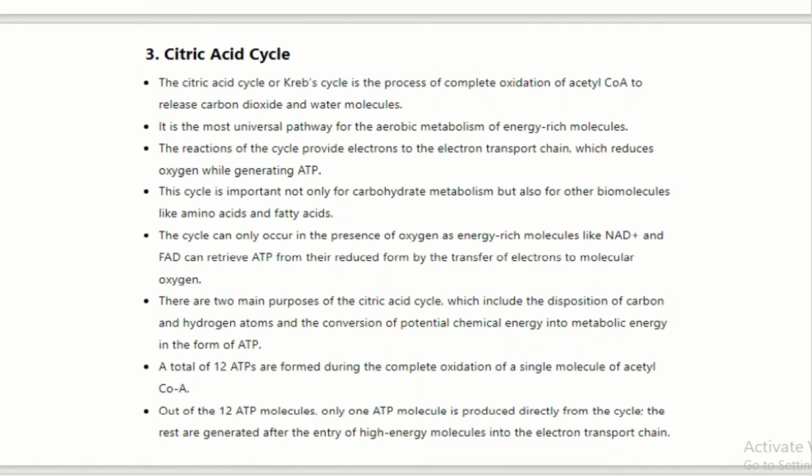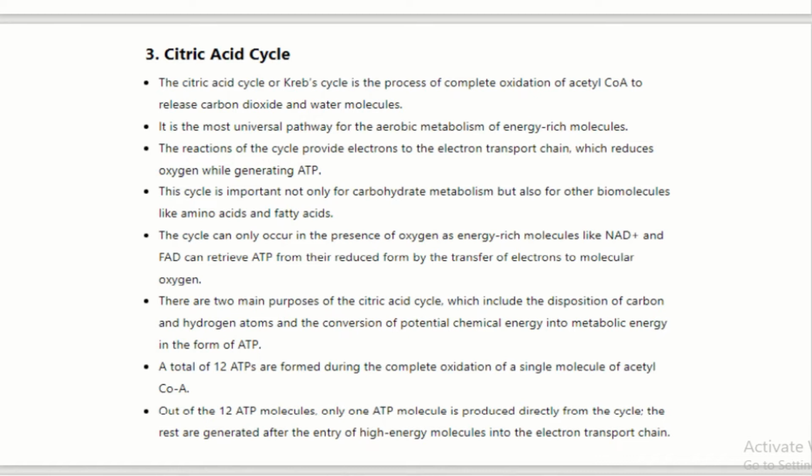The citric acid cycle, also known as the Krebs cycle, is the process of complete oxidation of acetyl coenzyme A to release carbon dioxide and water molecules. The most universal pathway of aerobic metabolism of energy-rich molecules is the citric acid cycle. Reactions of the cycle provide electrons to the electron transport chain, which reduces oxygen while generating ATP. This cycle is important not only for carbohydrate metabolism but also for other biomolecules like amino acids and fatty acids.